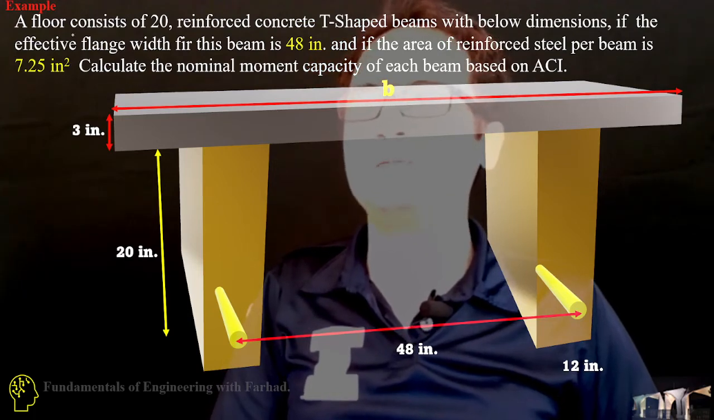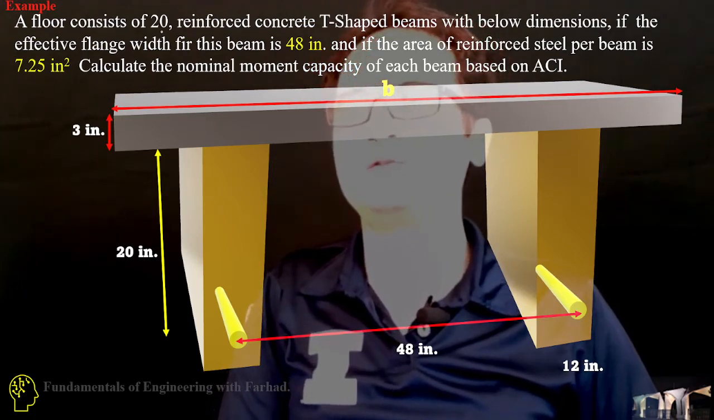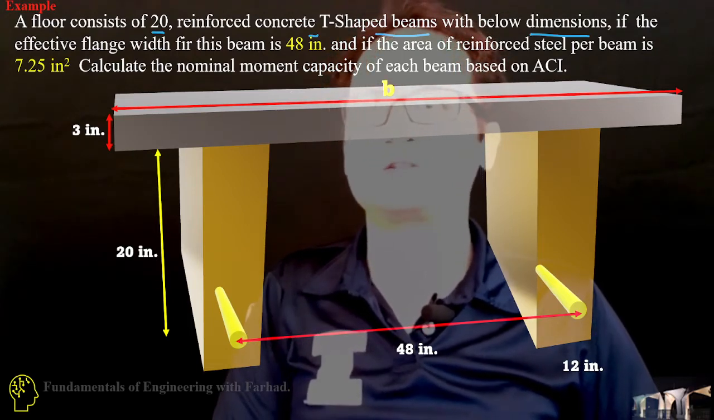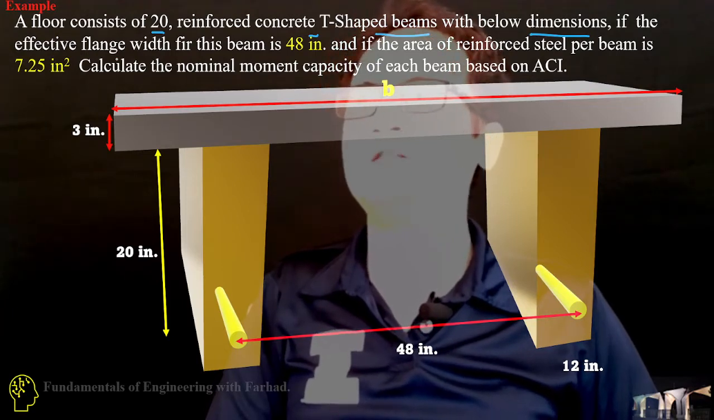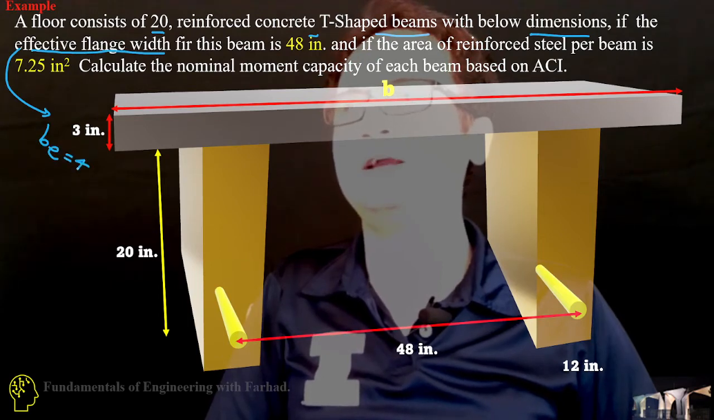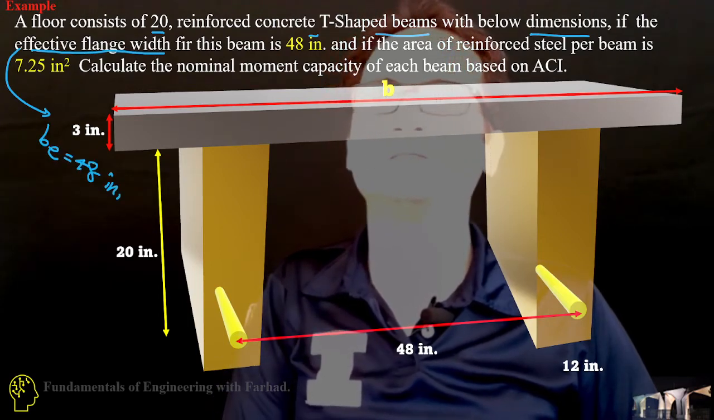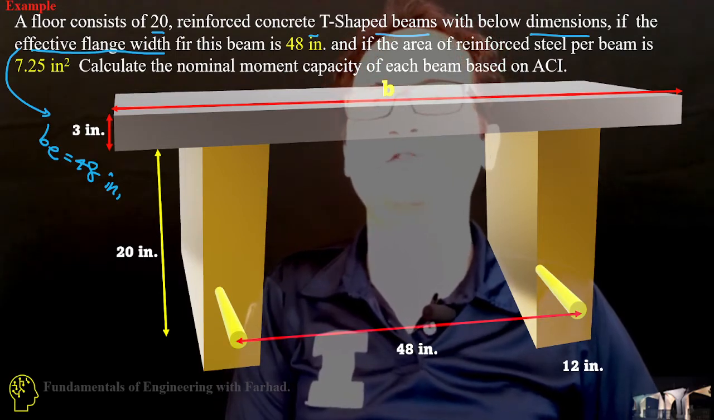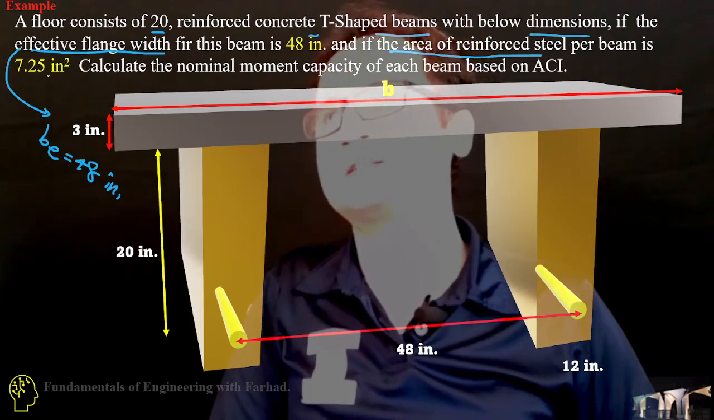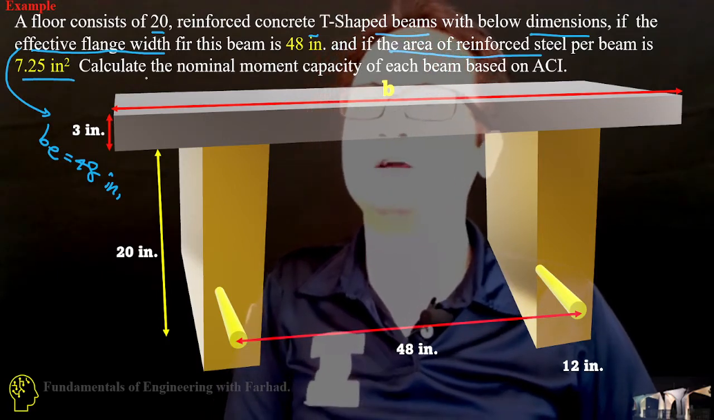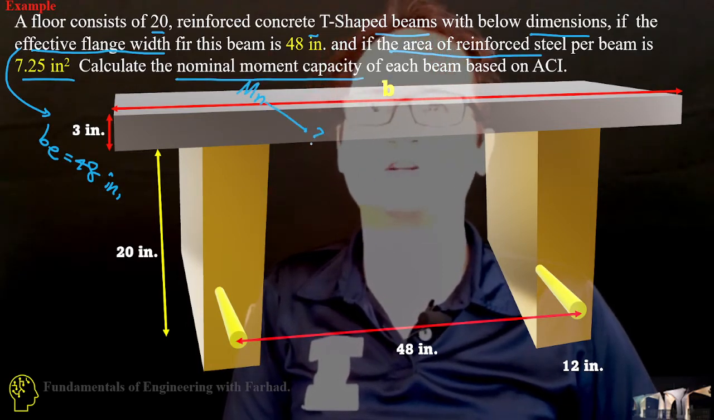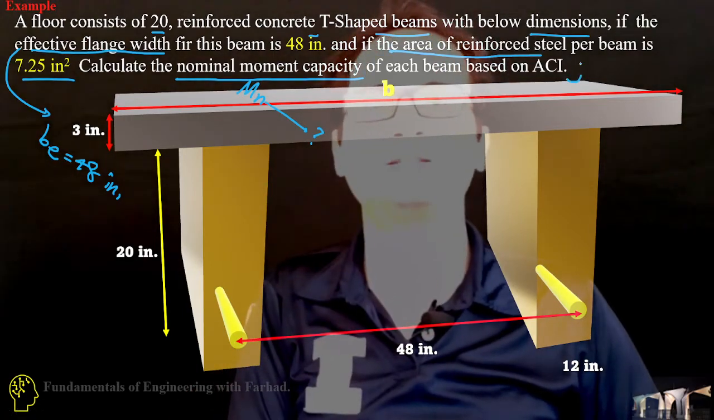So in this problem, we have a floor which consists of 20 reinforced concrete T-shaped beams with below dimensions, as you can see in the figure. If the effective flange width, that's BE, equal to 48 inches, and also we do know the area of reinforced steel is 7.25 inches squared. We want to calculate the nominal moment capacity Mn of the section, per ACI code.